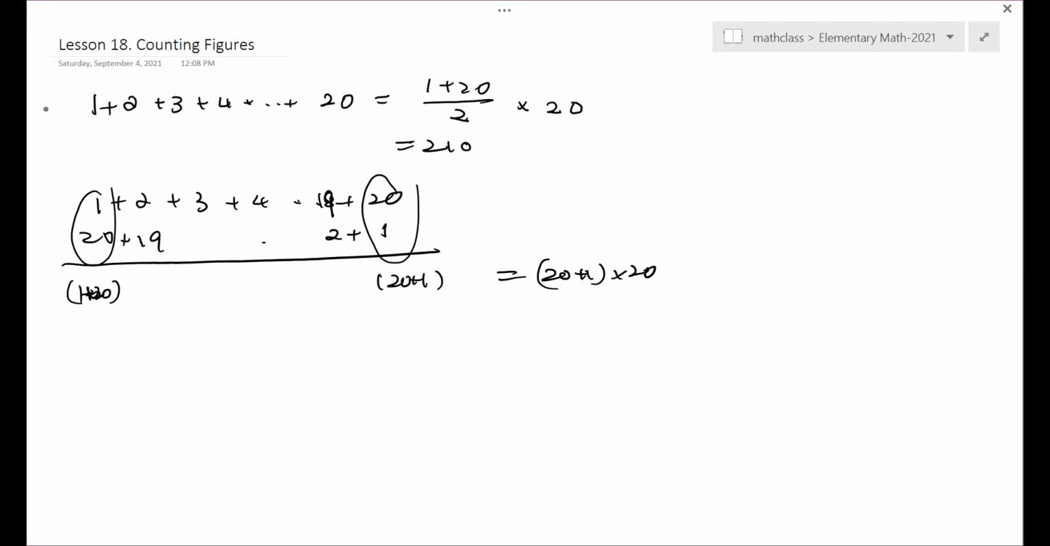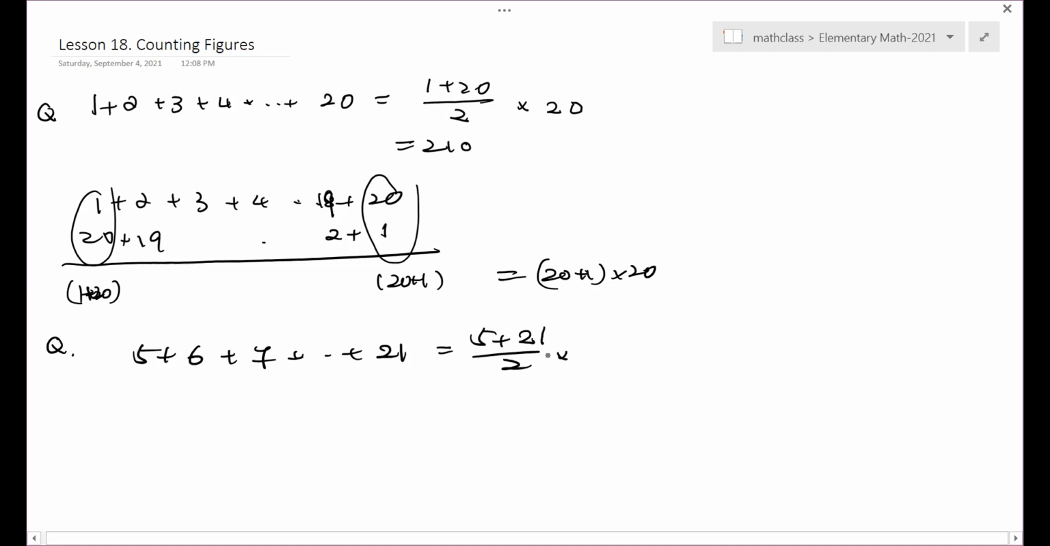That's the first question. For the second question, for example, if you want to add those numbers together, this is called an arithmetic sequence. It increases by 1 each time. We use the formula: the sum of the first term and last term, divided by 2, times the number of terms. How many terms are there from 5 to 21? There are 17 terms, not 16. Then you multiply this out. This time 26 is divisible by 2, so 26 divided by 2 is 13, times 17. Now you can multiply this out.